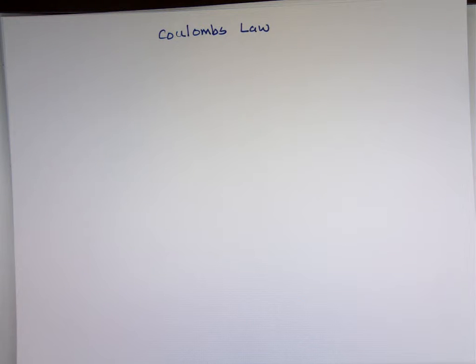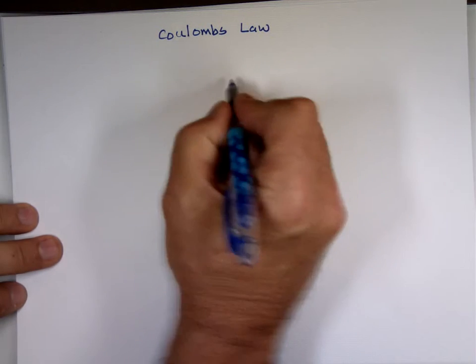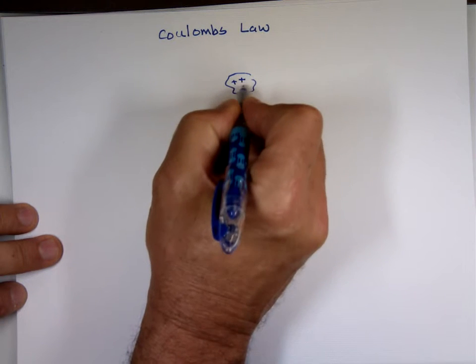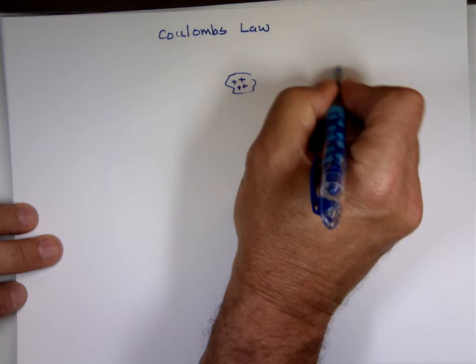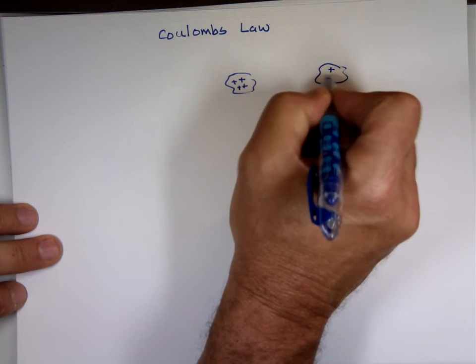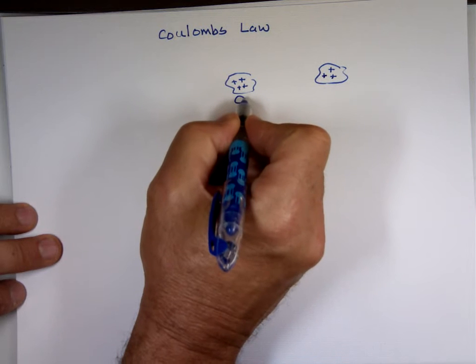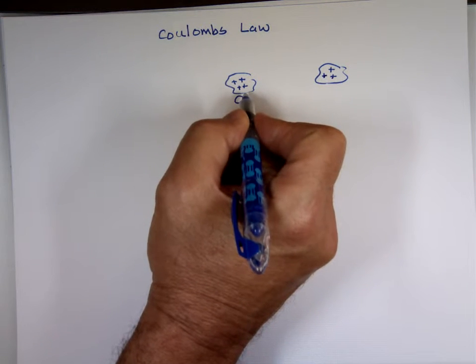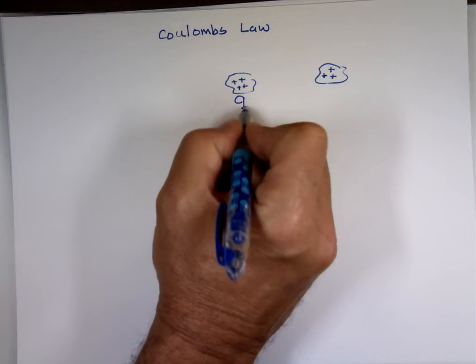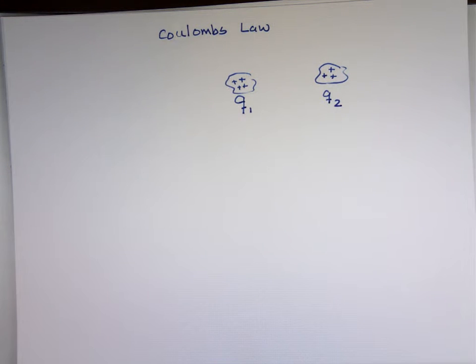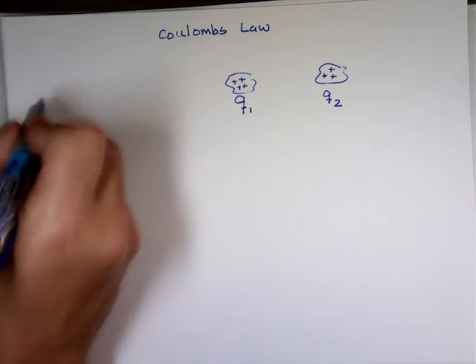Coulomb's law says if you take two charges, it doesn't matter if it's the same charge or opposite charges. Let's say we have a charge here, and we have another charge right here. This has a charge, we'll call it Q1. This has a charge, we'll call it Q2. There's a force between them.